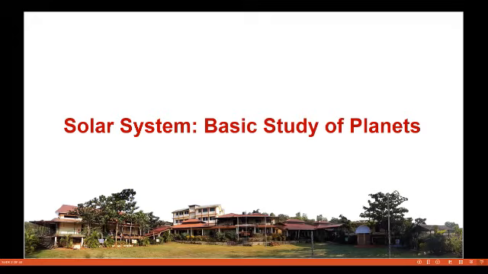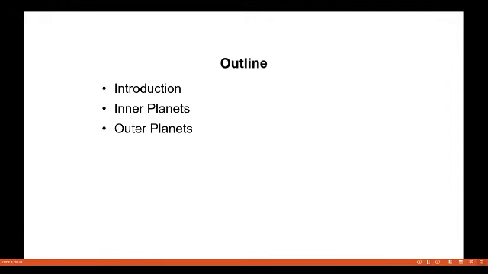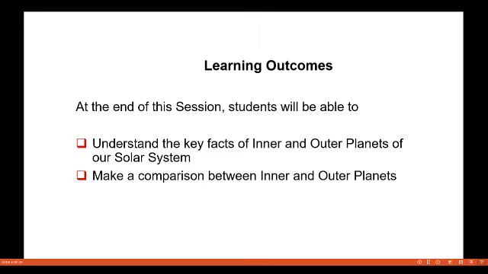Today we are going to discuss the solar system, under which we will be studying the basic study of planets. The outline of my lecture is introduction, inner planets, outer planets. The main learning objectives are, at the end of this particular lecture, students will be able to understand the key facts of inner and outer planets of our solar system. They'll be able to make a comparison between inner and outer planets.